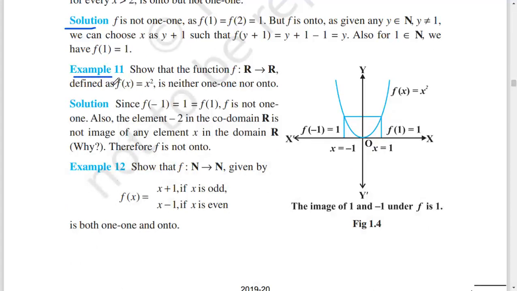Example 11. Show that the function f from R to R defined as f(x) equal to x square is neither one-one nor onto. Solution. Since f(minus 1) equal to 1 equal to f(1), f is not one-one. Also, the element minus 2 in the codomain R is not the image of any element x in the domain R. Why? Comment on this. Therefore f is not onto.